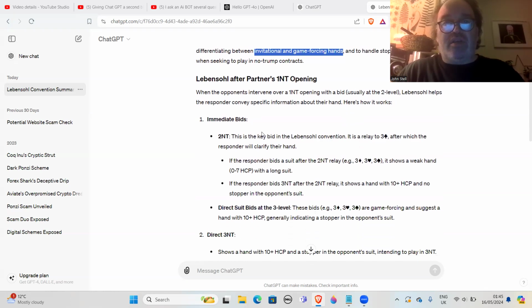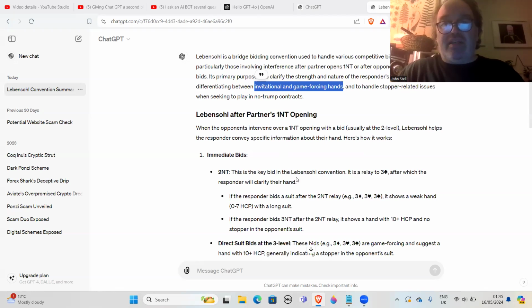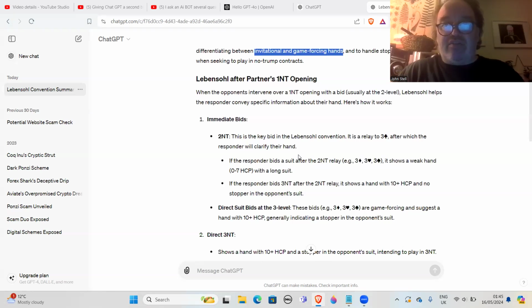Here's how it works. Immediate bids. Okay, so 2 no trumps. This is the key bid in the lebensohl convention. It is a relay to 3 clubs, after which the responder will clarify their hand. Okay, so far so good. If the responder bids a suit after the 2 no trumps relay, e.g., 3 diamonds, 3 hearts, 3 spades, it shows a weak hand, 0 to 7 high card points with a long suit.